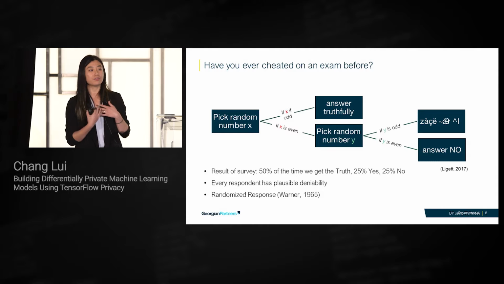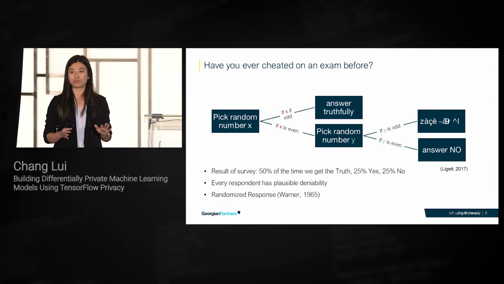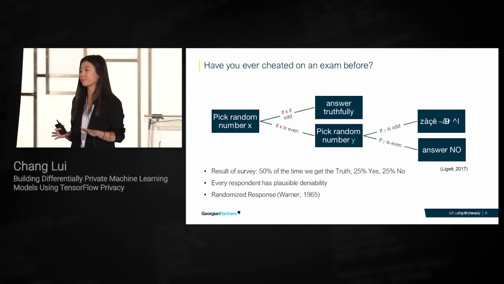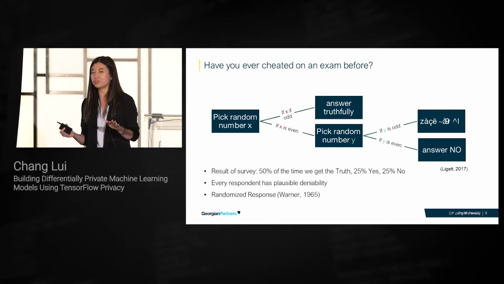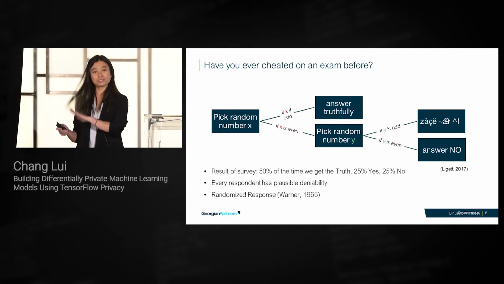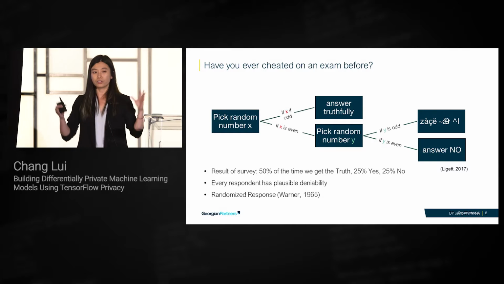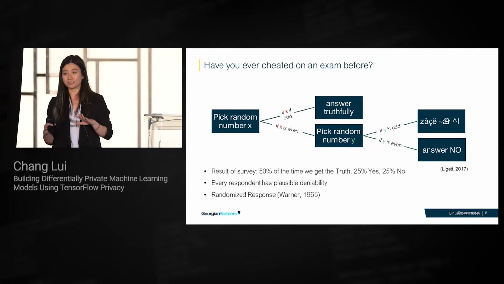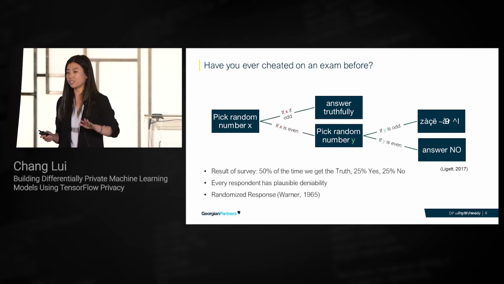Imagine I'm a data collector and I'd like to learn how many people in this room have cheated on an exam before. Now, if I ask you this question, you might think this is sensitive, and you may not want to share that with me, right? Okay, so let's do this little exercise and see if maybe you're more willing to do so. In your head, pick a random number x between 1 and 10, all right? And if this number is odd, then when I ask you this question, you have to answer truthfully, all right?